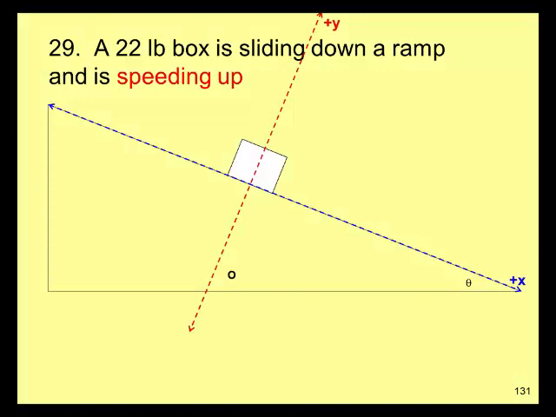So what if we take the same problem that we had before? Now, what if the box happens to be speeding up? Well, can we actually use the same exact conditions that we had before, or are we going to have to change something to do this? So let's just take a look at what the vectors would look like for this.